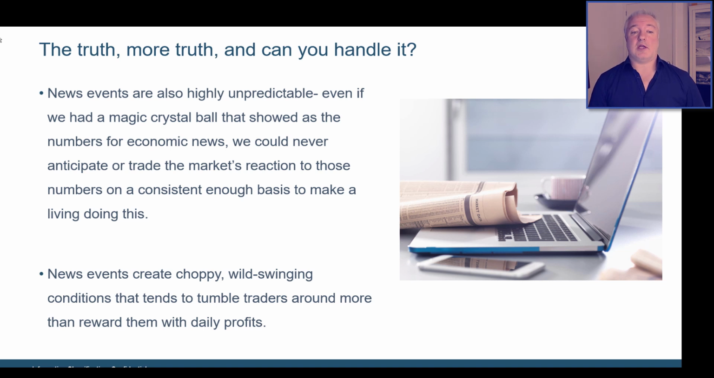But news events can create choppy, wild swinging conditions that tend to tumble traders around more than reward them with daily profit. So what I want you to take away from this is, if our goal is to enjoy trading and to grow our accounts and earn a secondary or primary source of income, and do it on a relatively steady basis, that just doesn't seem to point to trading the news being definitely the way to do that. And so I found that as soon as I walked away from doing that and I focused on what actually happens in between the news events, that's really where you can get a strong move.